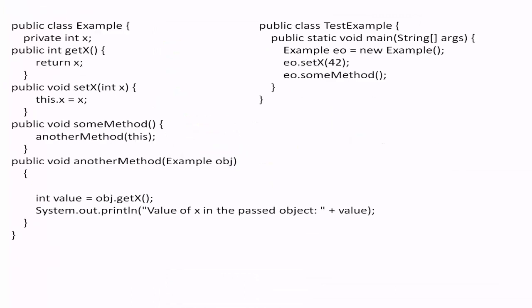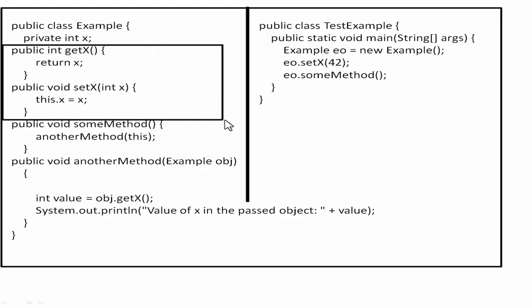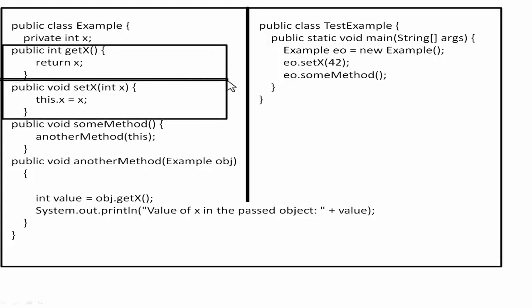One more example. Here we are going to pass one more value. The first class name is Example. It doesn't have any main method. Here we are using getter and setter methods: getX and setX. Whatever values you set through setX. In the previous program we passed through the constructor. Without using the constructor, here we are going to create an object.